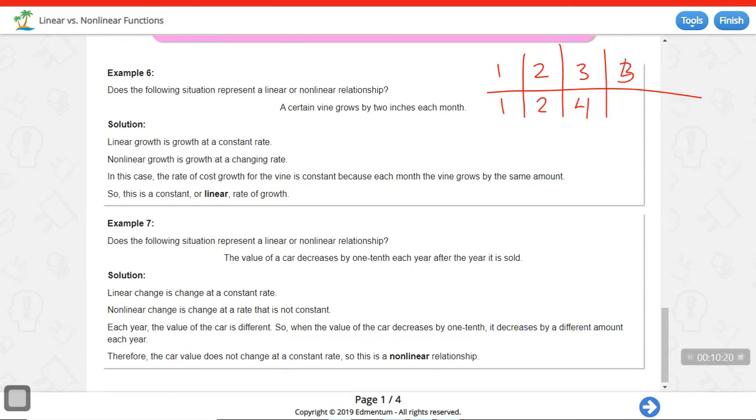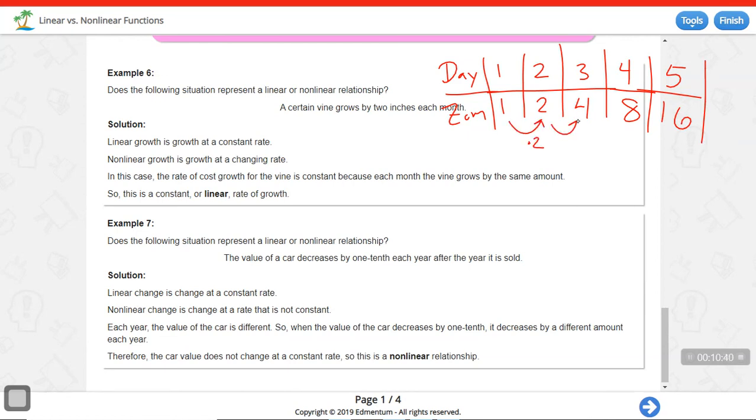And then day four of the apocalypse. All right, so these are all our days here coming across. And this is our zombies. Day four, those four people are going to infect eight. And day five, those eight are going to infect 16. And so it's doubling each time. All right, it's multiplying by two each time, but that is not a constant rate. Multiplying by two is not the same. We're looking at adding the same amount.